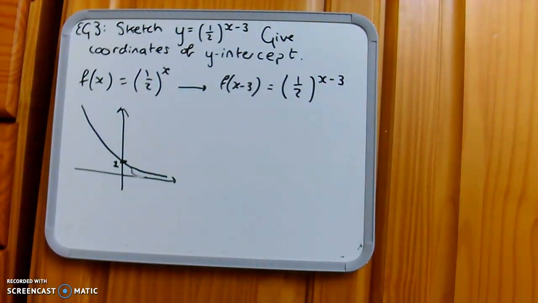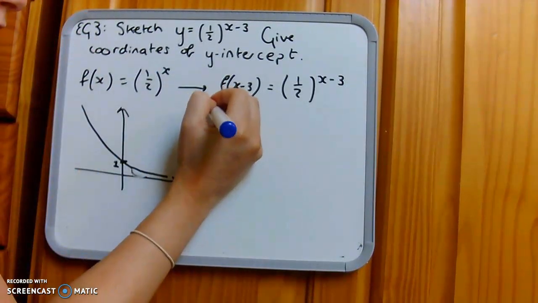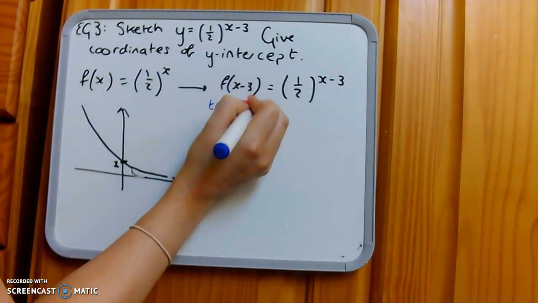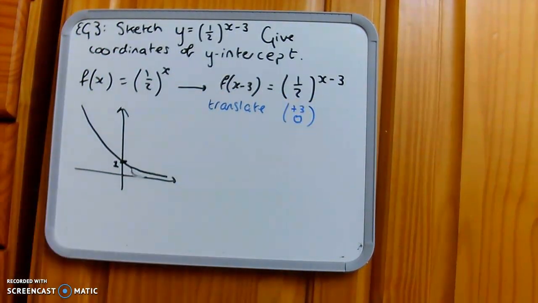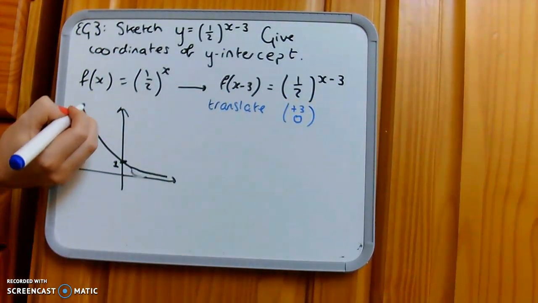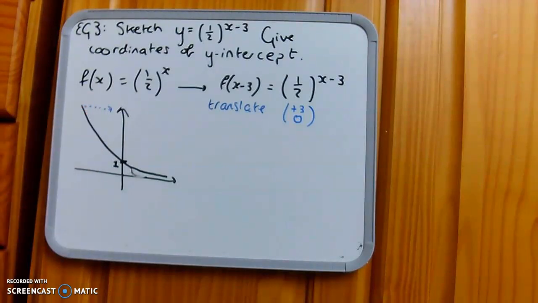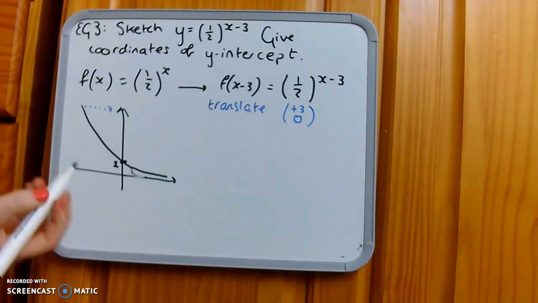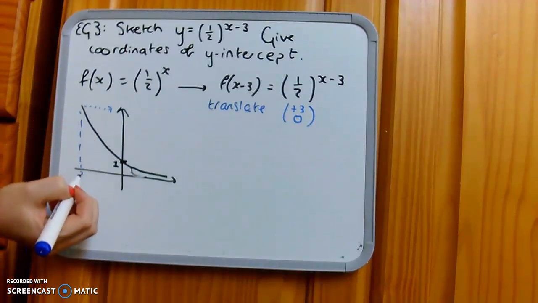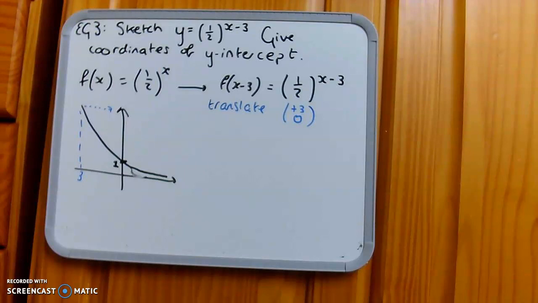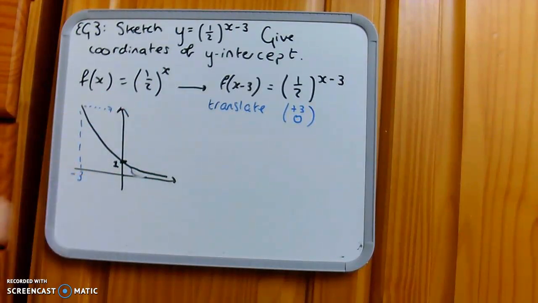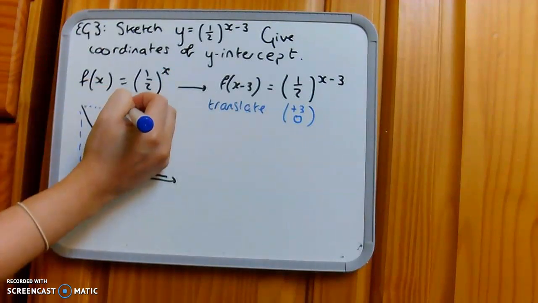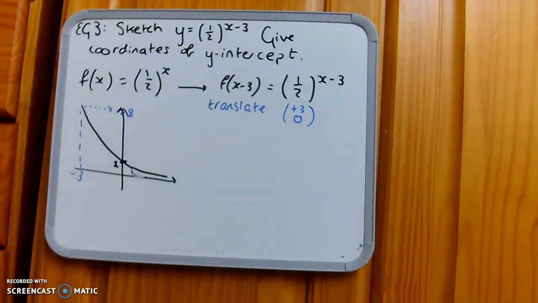Okay, now a quick reminder, this means that we're going to translate, now as it's in the bracket we make it positive 3, and it's going to be in the x direction. So we're going to shift this graph 3 to the right. Okay, so wherever the value of 3 is, that's going to be my y-axis intercept. Now, a half to the power of minus 3 is going to be 8. Okay, we've just done that in our last example.